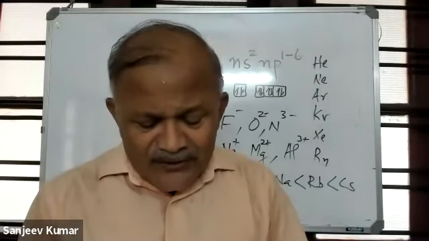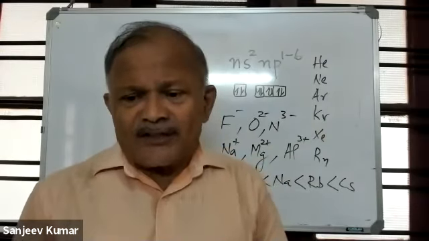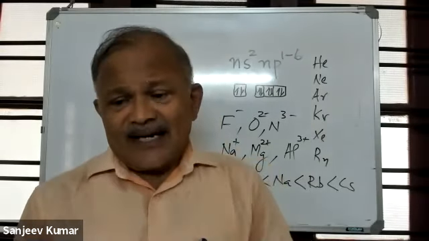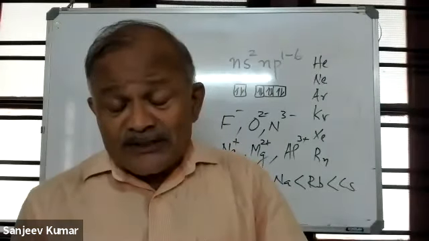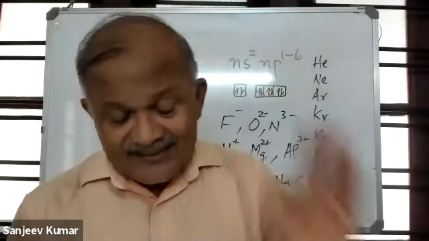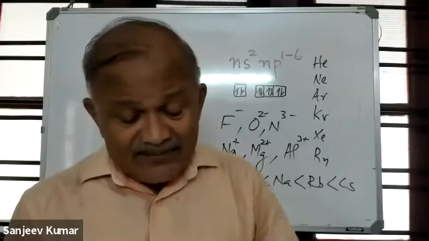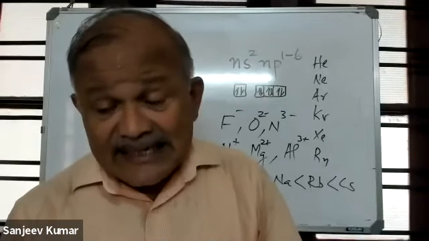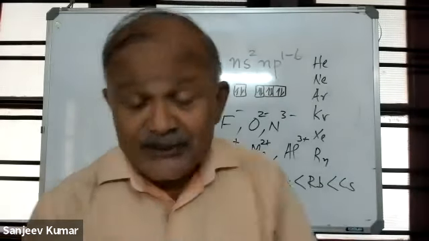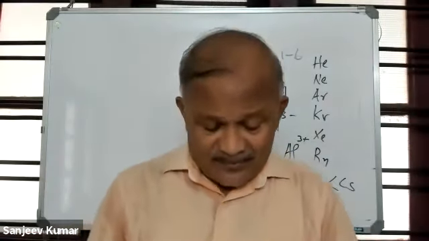The electronic configuration of neon: the atomic number is 10, and therefore the electronic configuration is 1s2, 2s2, 2p6. That means it has only 10 electrons, and therefore the choice is C, 1s2, 2s2, 2p6.